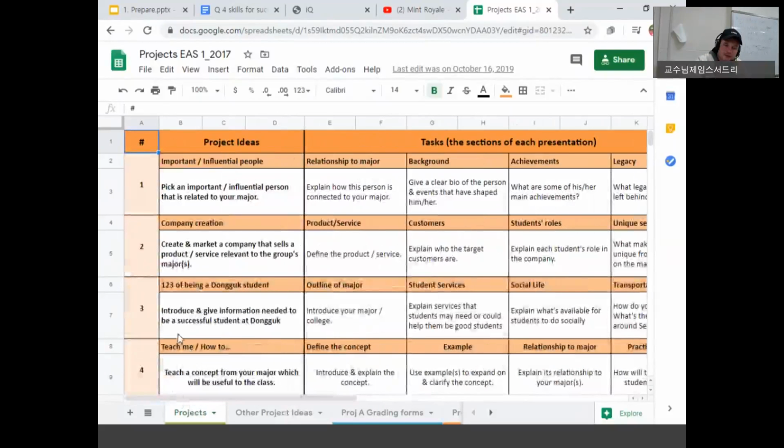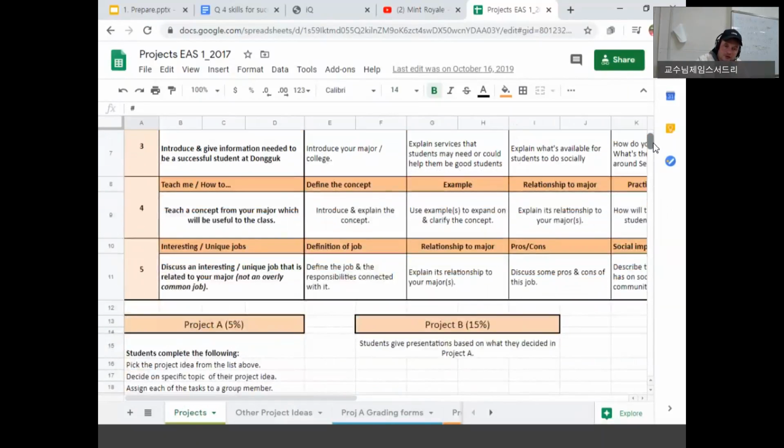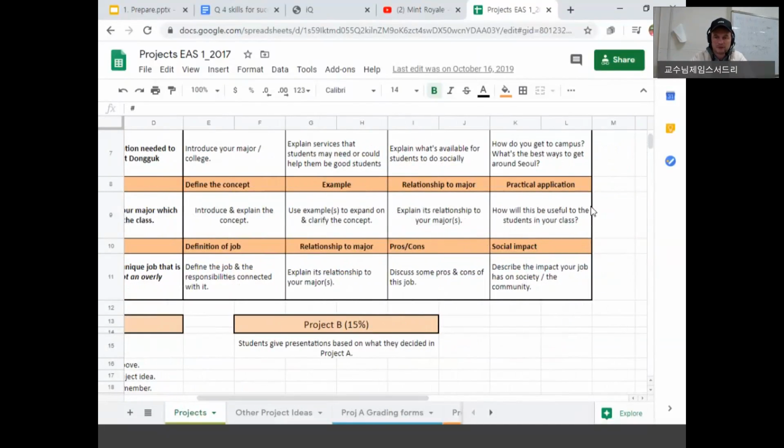And then here's another one, number 4. Teach me how to. Teach a concept of your major which will be useful to the class. So you define the concept. You give examples to expand and clarify the concept, and you explain its connection to your major. And how is it practical?